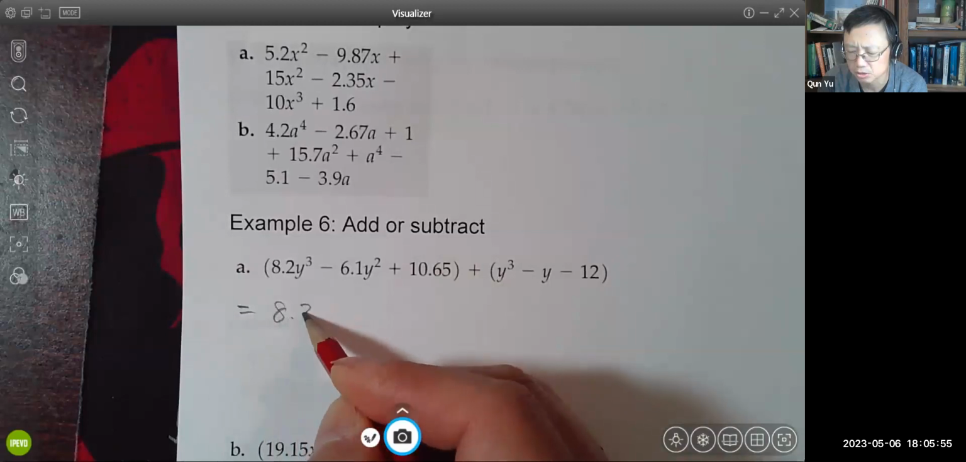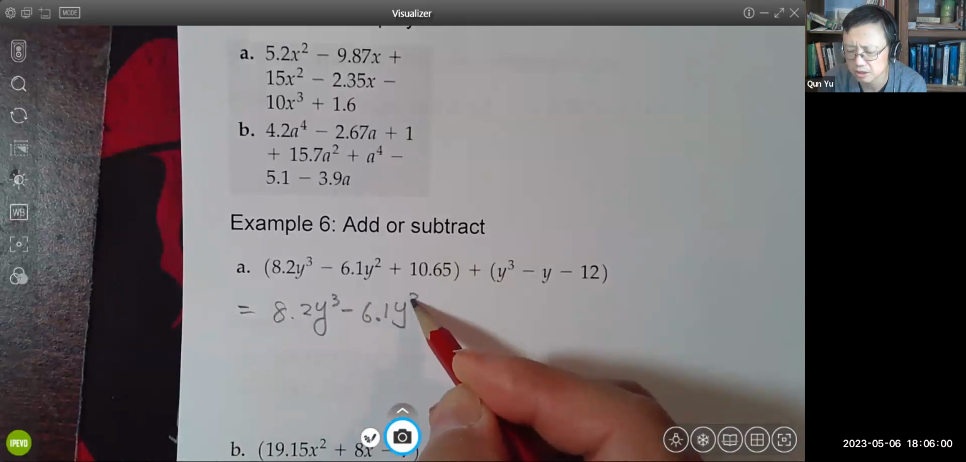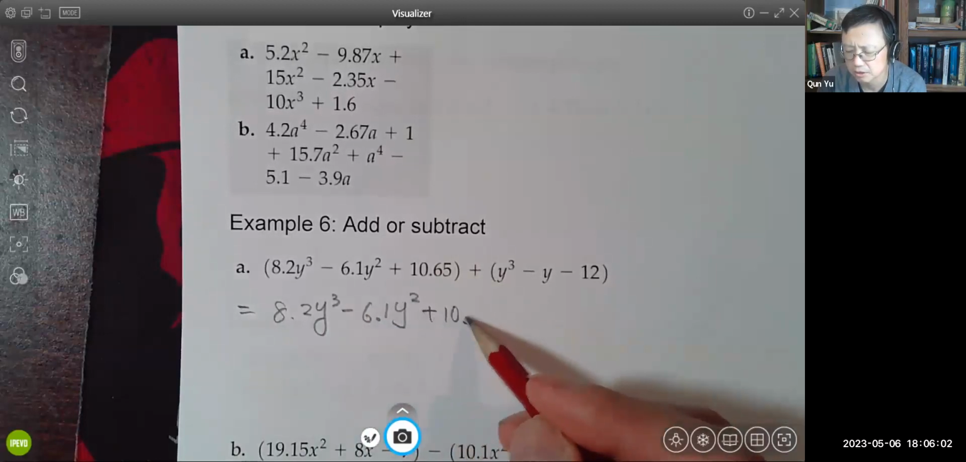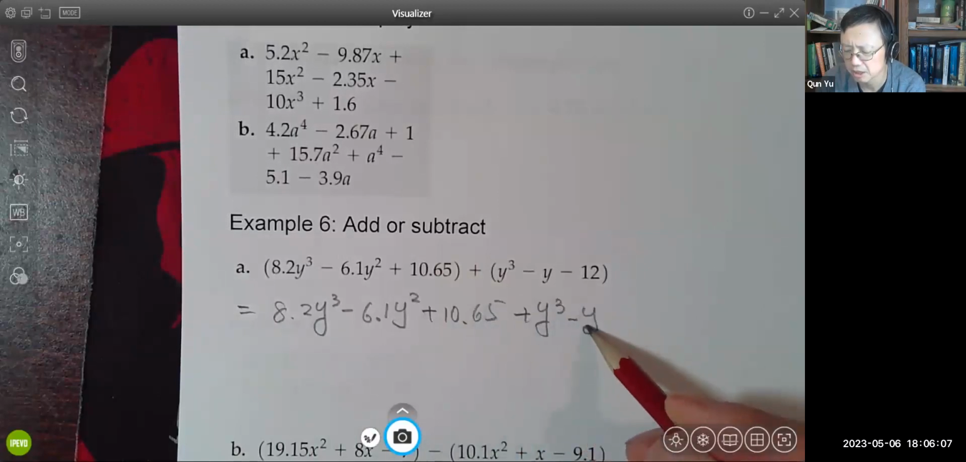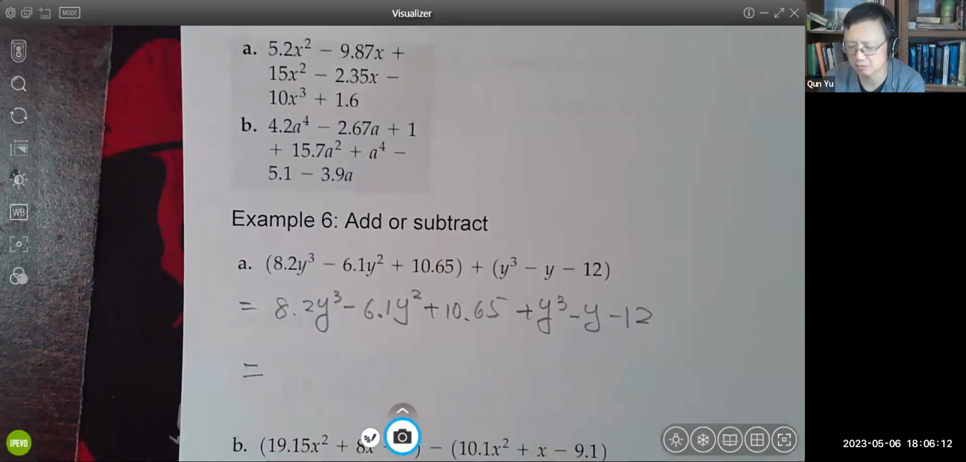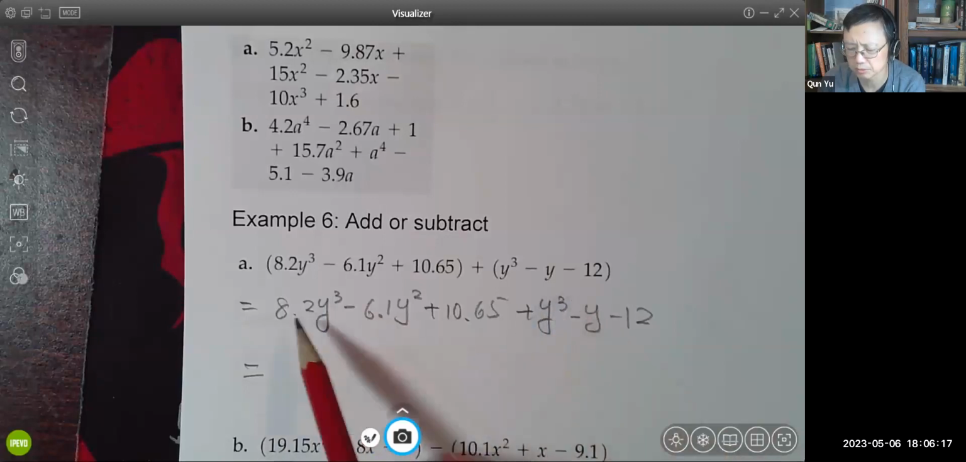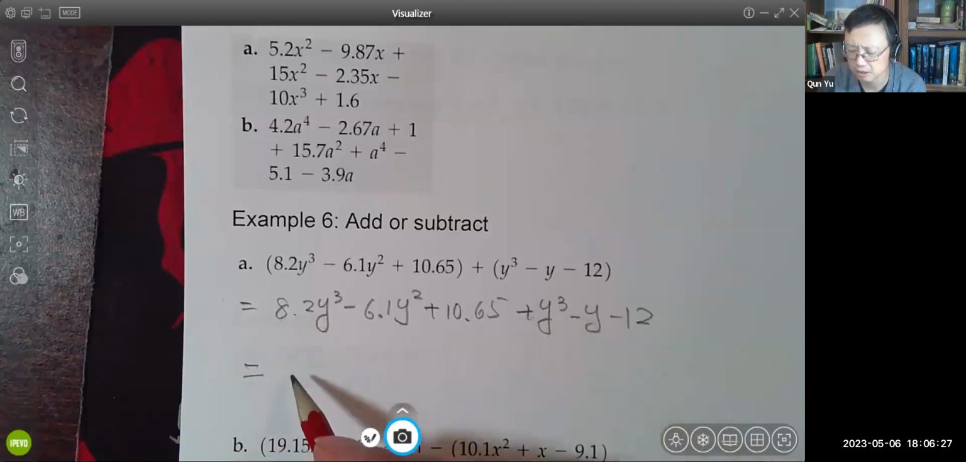So 8.2 y cubed minus 6.1 y squared plus 10.65. Then plus y cubed minus y minus 12. Now it's time to combine like terms. So this is a y cube term. This is also a y cube term, both positive. 8.2 plus 1. If there's no number in front of a variable, it means 1. So 8.2 plus 1, that's 9.2 for y cube.